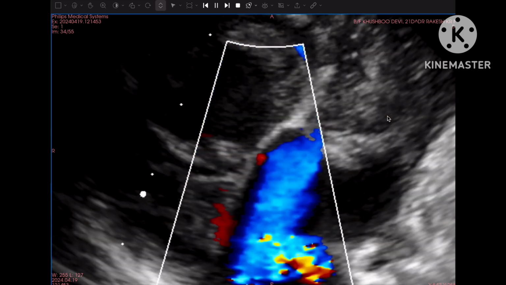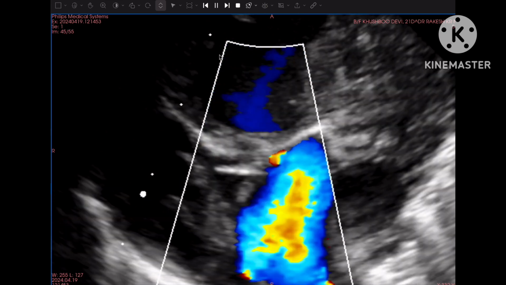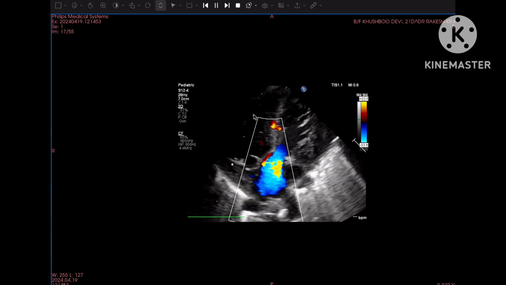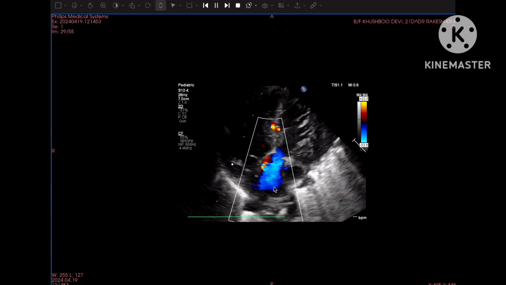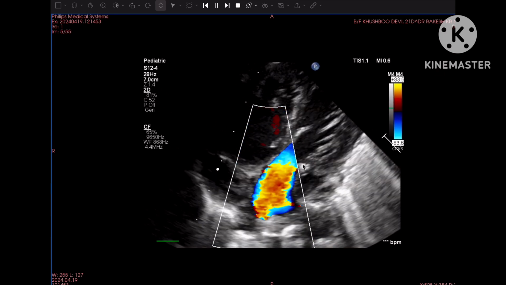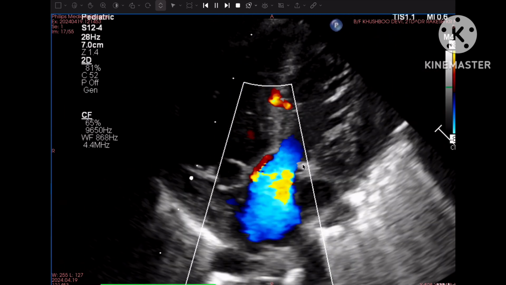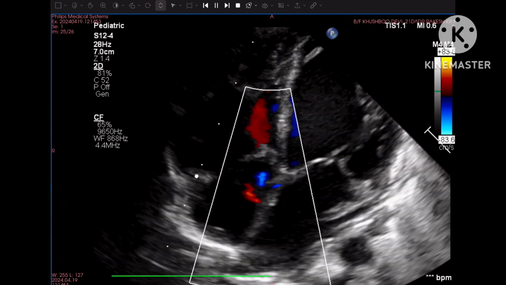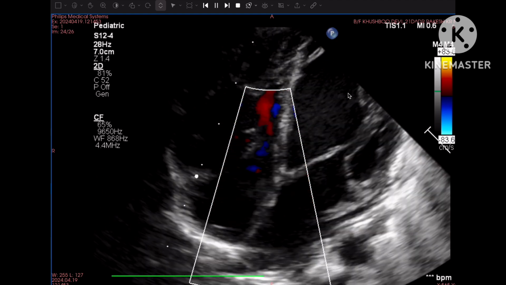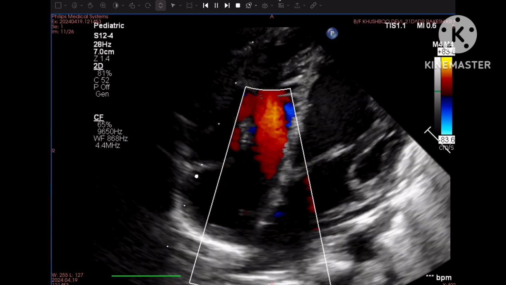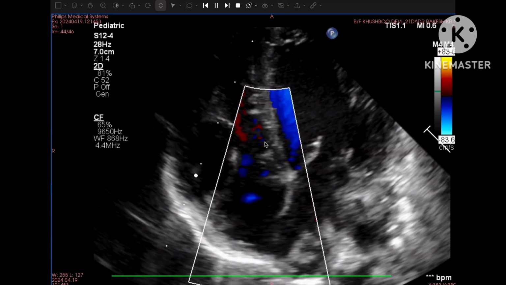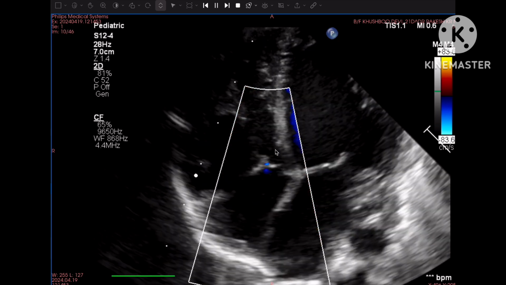and this is left ventricle, this is right ventricle. This is left ventricle, this is right ventricle, this is pulmonary artery. So this is left atrium. Next image is again the four chamber view. This is left atrium, left ventricle, right atrium, right ventricle. Trivial tricuspid regurgitation here.